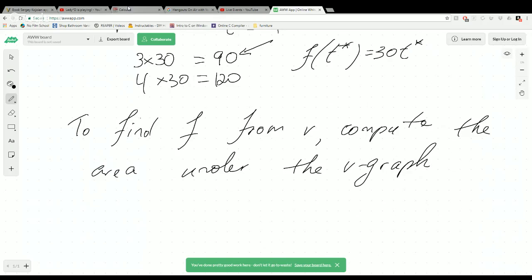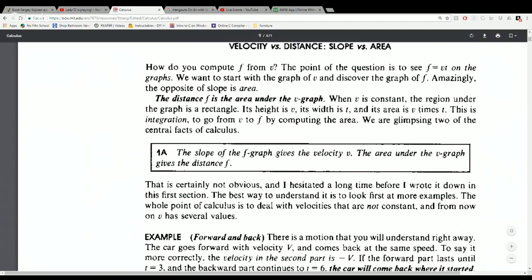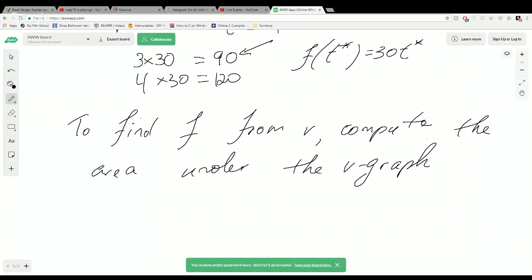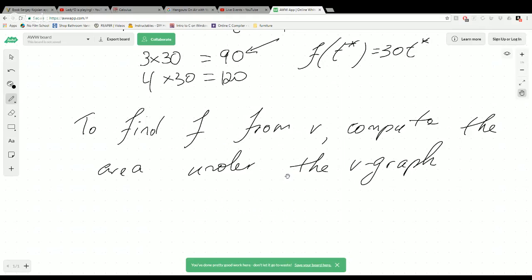Okay, back to the book. The distance f is the area under the v graph. When v is constant, the region under the graph is a rectangle. We just saw this. Its height is v, its width is t, and the area is their product. This is integration, to go from v to f by computing the area. So you ask yourself, what is an integral? Given the velocity function, we find the area under it to find f, our odometer reading. That's integration.